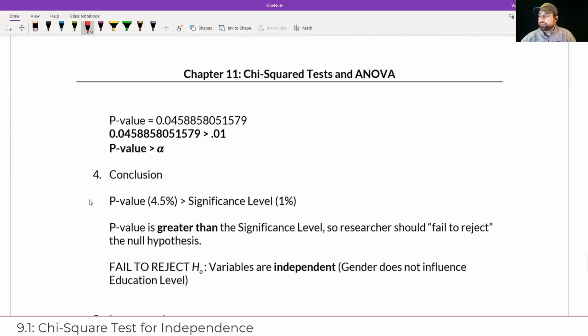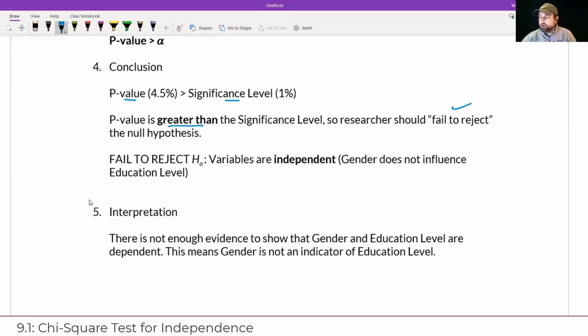And so this is our p-value. Our p-value is much larger than our threshold of 1%. So remember, our threshold was 1%. Our p-value came in at 4.58%. And so that means we fail to reject the null hypothesis. Therefore, the variables are independent, which means gender does not influence your highest education level.